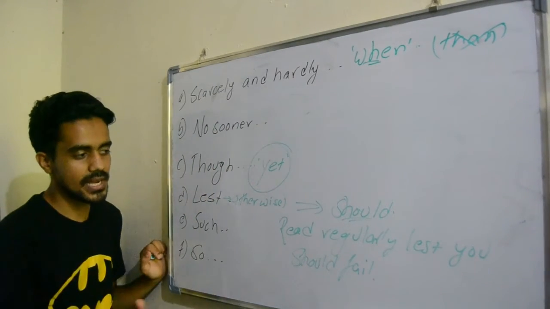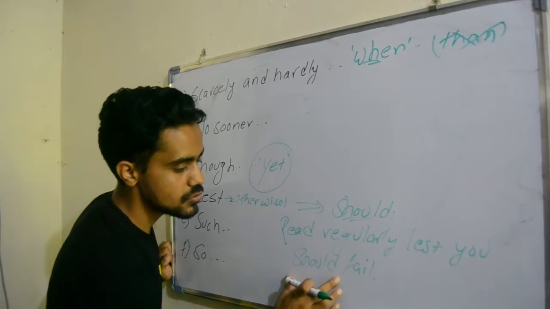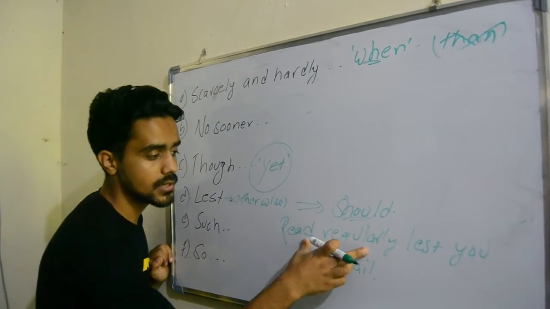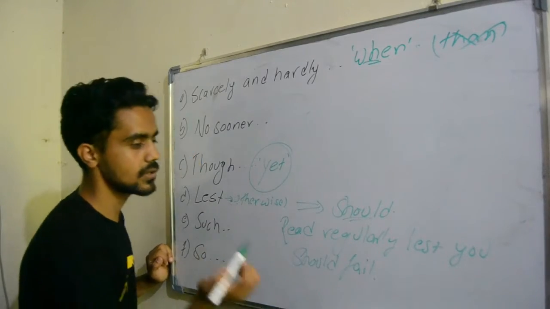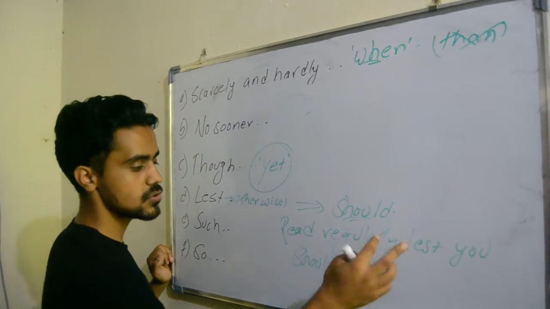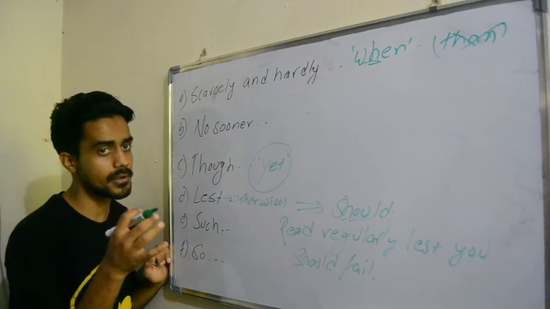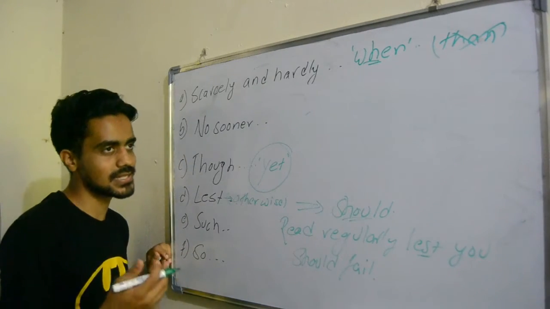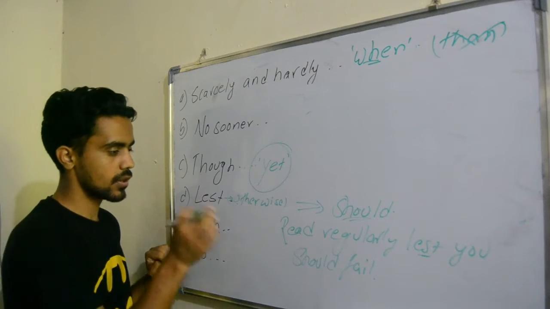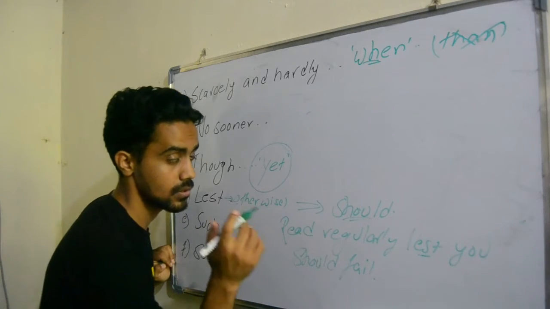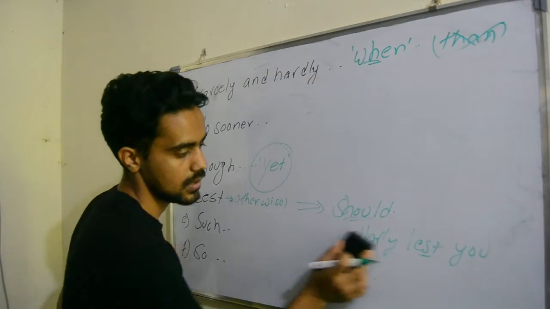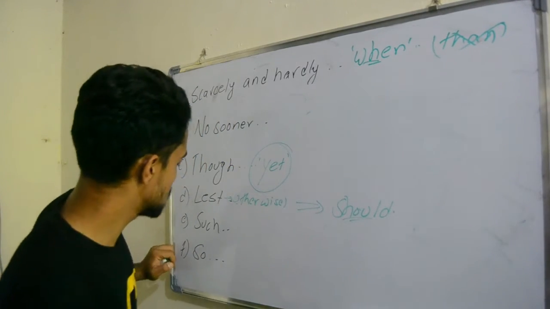Read regularly, lest you should fail, means that if you do not read regularly, then you will fail. It means otherwise: read regularly, otherwise you should fail. It gives a quite familiar meaning. The use of lest sounds not very familiar, but the correct use of lest is when you use should after it. Okay. Let's move on to the fifth one.